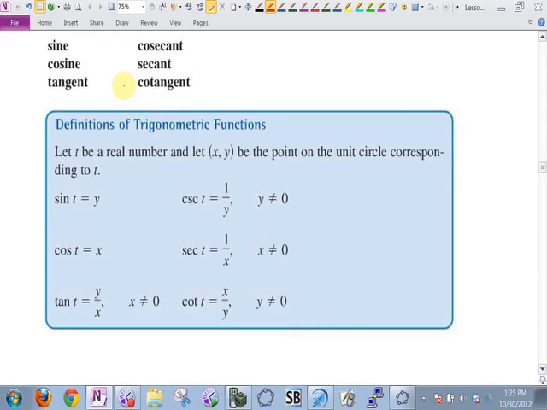If I increase the angle, the point moves. Sine of the angle is the y-coordinate. Cosine of the angle is the x-coordinate. Tangent of the angle is y divided by x. I would write theta in your notes, to be honest with you. Cosecant of the angle is the reciprocal of the y-coordinate. Secant of the angle is the reciprocal of the x-coordinate. Cotangent of the angle is the reciprocal of tangent, which actually turns out to be x divided by y.